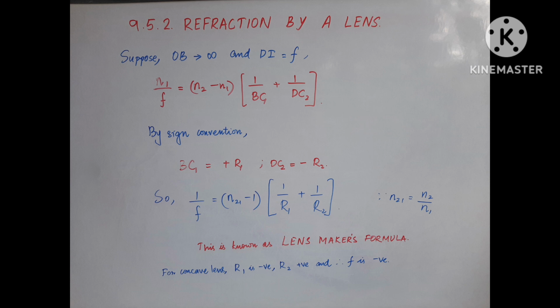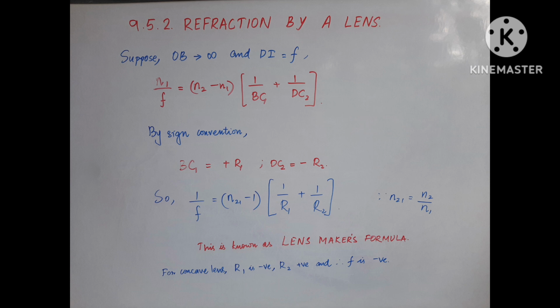Suppose in this figure we imagine the object is placed at infinity, and DI is equal to f. Then the image will be formed on the principal axis. That is why it is called the principal focus, and the distance is the focal length. So we can say that DI is equal to f. The first term in the previous equation cancels, and the second term becomes n1 by f, which equals n2 minus n1 into 1 by BC1 plus 1 by DC2.